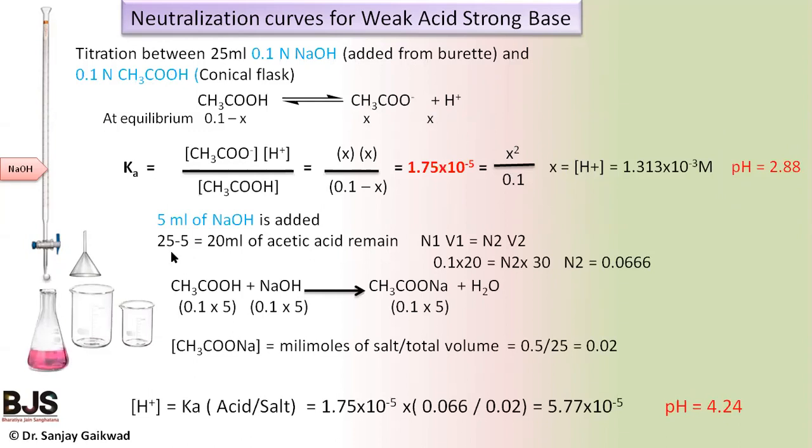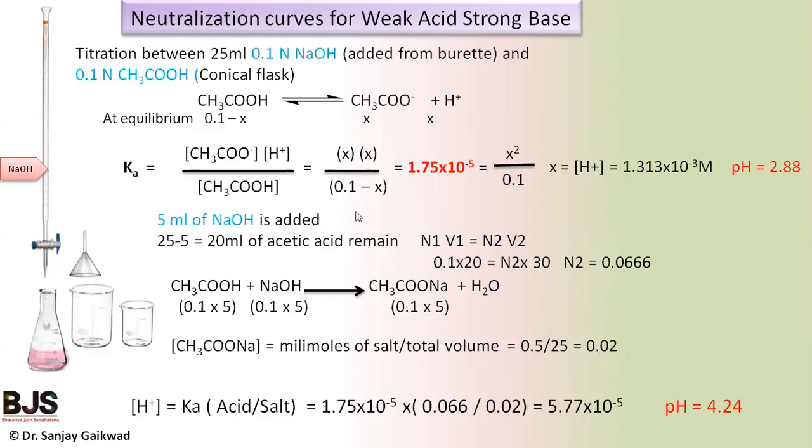ml of acetic acid gets treated with the 5 ml of NaOH solution, and there remains 20 ml of acetic acid solution in the flask. Now we can calculate the normality of the acetic acid by the N1V1 = N2V2 formula, and we calculate the exact concentration of acetate ion present in the solution, which is equal to the millimoles of salt divided by total volume. Now millimoles of salt is 0.5, because 0.1 into 5 is 0.5, divided by 25 equal to 0.02.